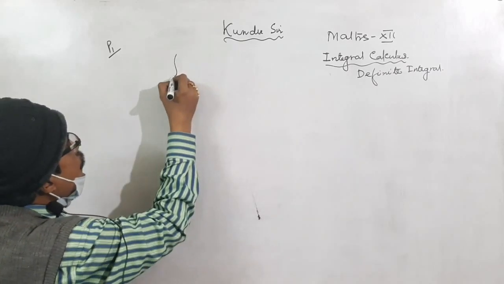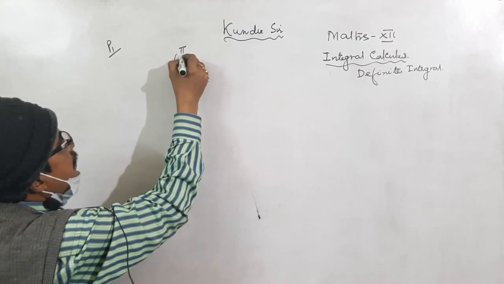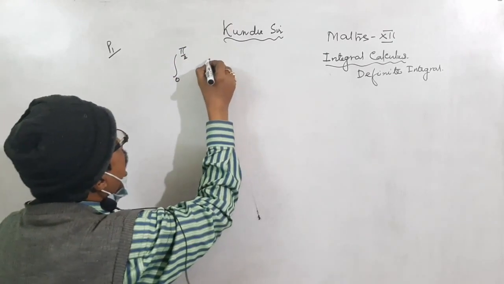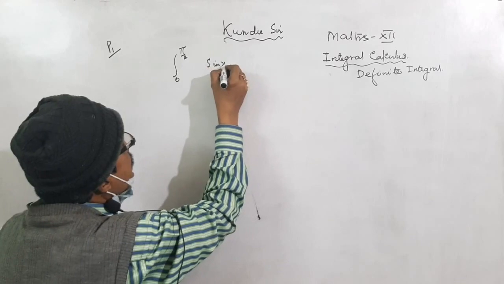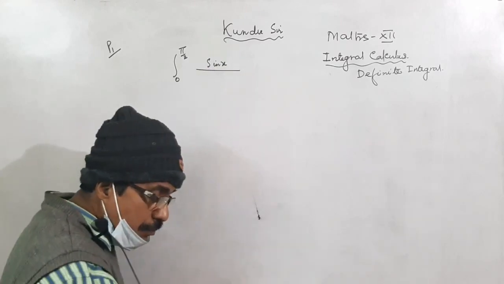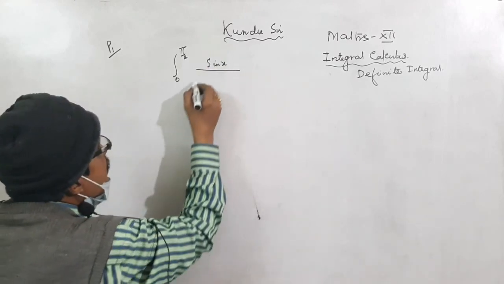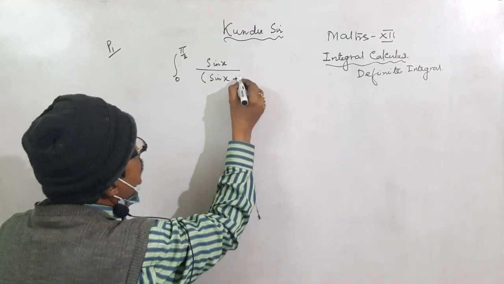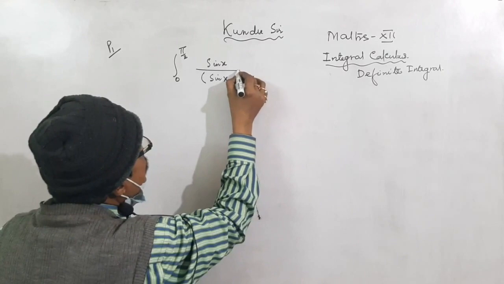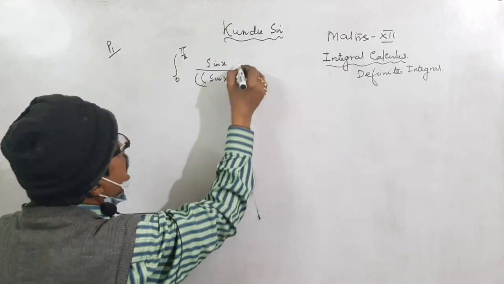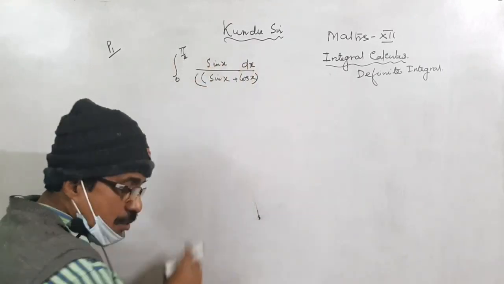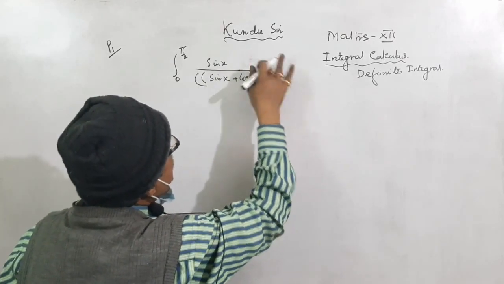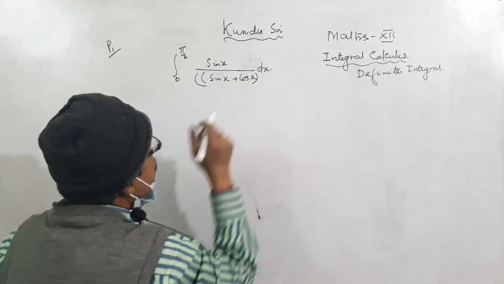That is P1 for this class: definite integral equal to the integral from 0 to pi by 2 of sin x upon (sin x plus cos x) dx.